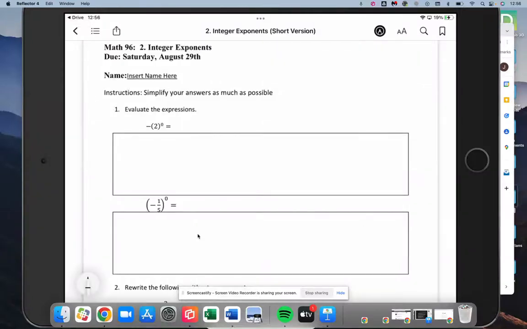Okay, so we are back with homework number 2 for Math 96. And don't pay attention to the due date that's listed at the top of this thing. I just recognize that those are there. Follow what's in our course plan, please.